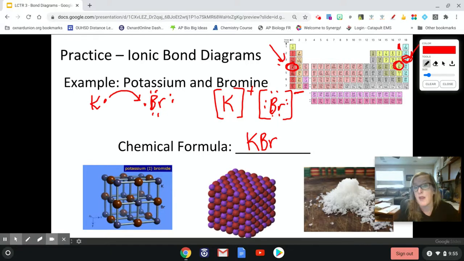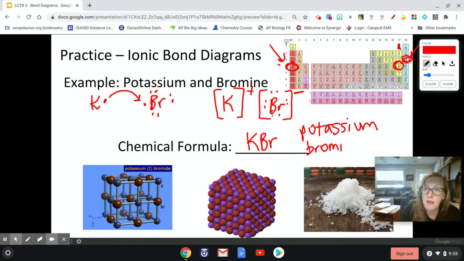How do we name it? We always name the metal just like it is. So it's potassium. But then we change the ending of the nonmetal to "ide." So instead of bromine, it's going to be bromide. So the name of this compound is potassium bromide.